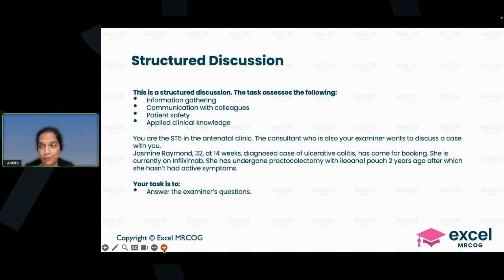Another mistake that they would do is when what further information is asked or the management is asked, when there is information gathering as the domain, they would just say the history. Information gathering is not only history. Very, very important for you to note. Information gathering means history, examination, investigations. Okay? History, examination, investigation. Three things would come under information gathering.